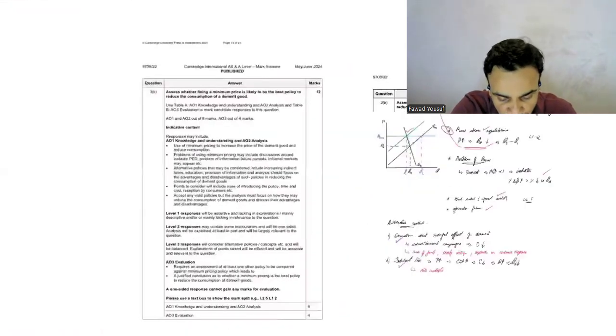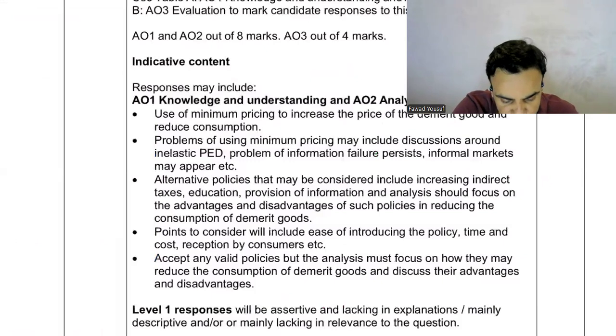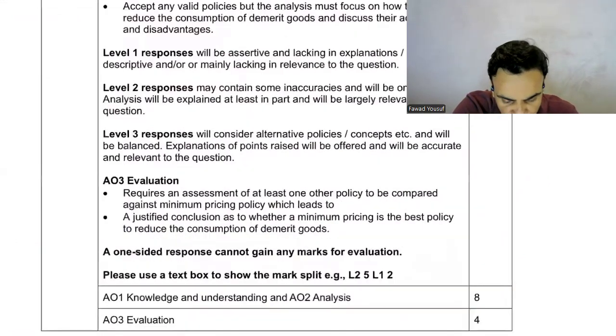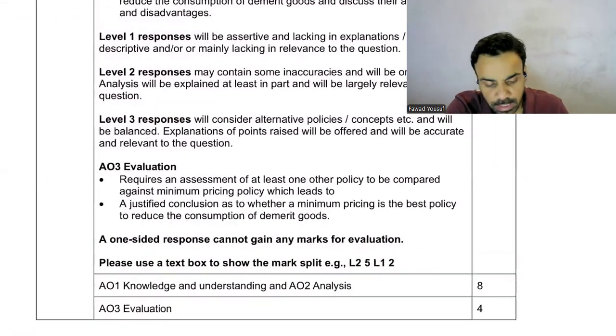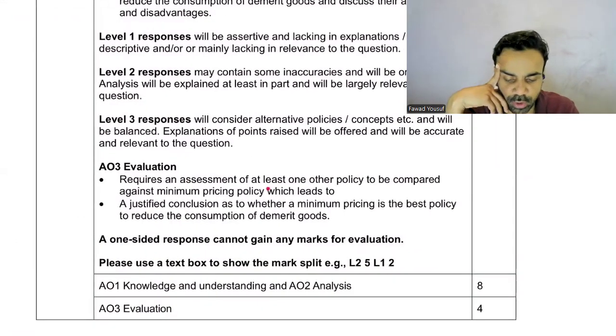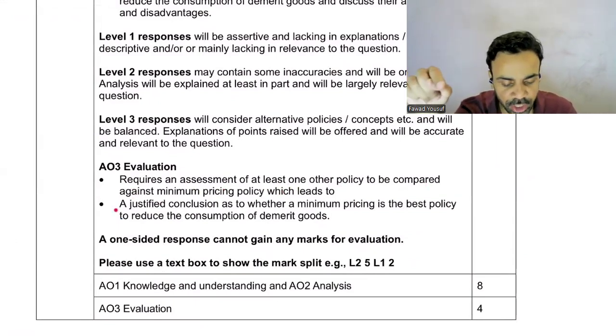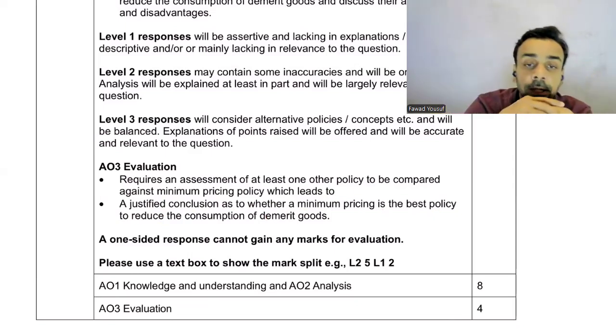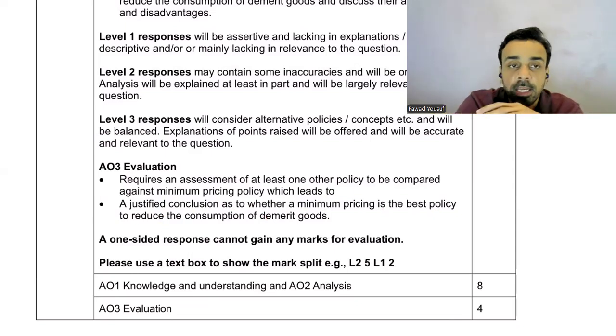Let me see if that's what they've done in the marking scheme, for the evaluation wala point. Let me see. Requires an assessment of at least one another policy to be compared against the minimum price policy, which leads to a justified conclusion as to whether the minimum pricing is the best policy to reduce or not. So it's a must thing.